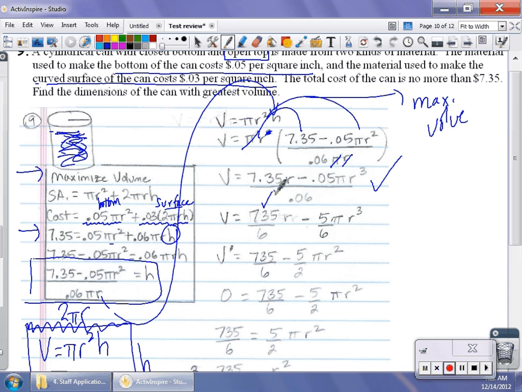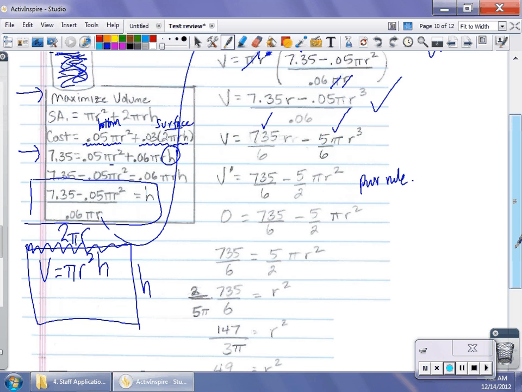I also split my fraction up into two fractions to make it easier to find the derivative, and that's where I got 5/6 pi r cubed. Then I took the derivative by the power rule. So all I did here is use the power rule. I didn't try to use any kind of quotient rule or anything like that. Then I set the first derivative equal to 0 because I'm looking for my critical numbers. So that's what's going on in this particular step.